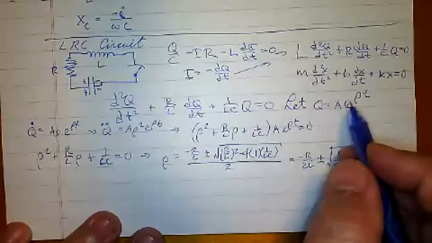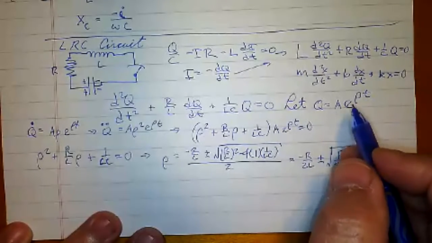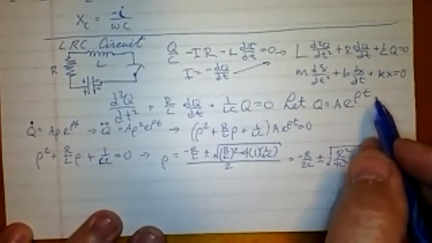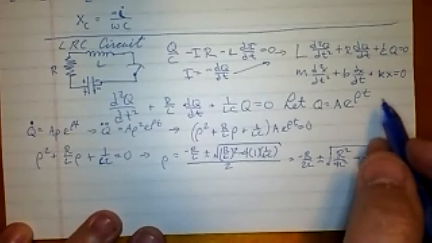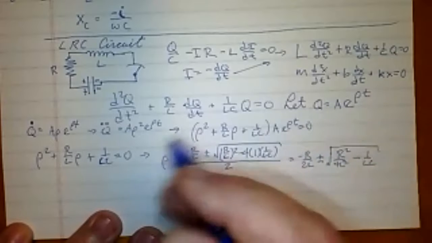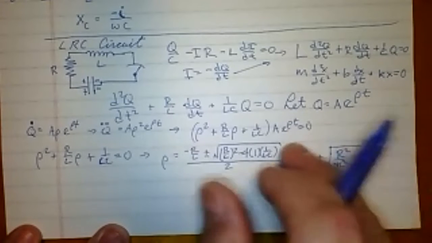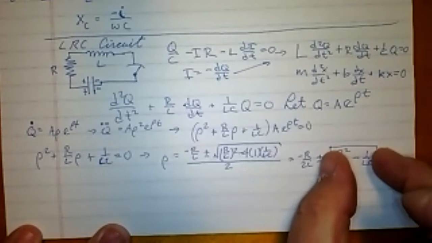Instead of it being A e to the rho t, it'd be A e to the rho 1 t plus B e to the rho 2 t. So long as rho 1 and rho 2 are linearly independent, then that works. So those all work as long as this isn't 0.